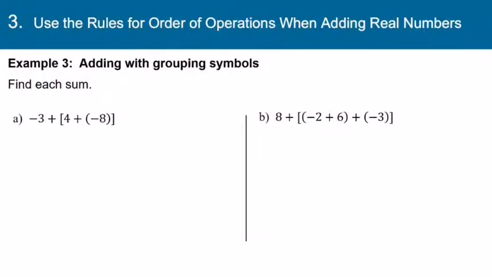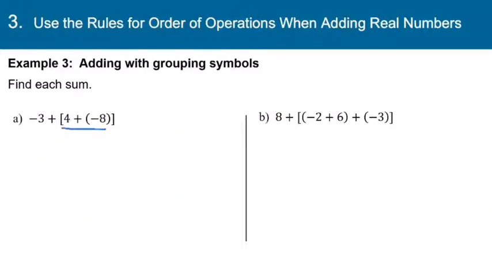And here's example 3. This says find each sum. And here we have negative 3 plus bracket 4 plus negative 8. So remember, we always do the operations inside the grouping symbol first, and you might be thinking that we need to go to this most inner set of grouping symbols, but all we have here inside this parentheses is negative 8, so there's really nothing to do in there. Those parentheses are just there to remind you that this negative belongs to this 8.